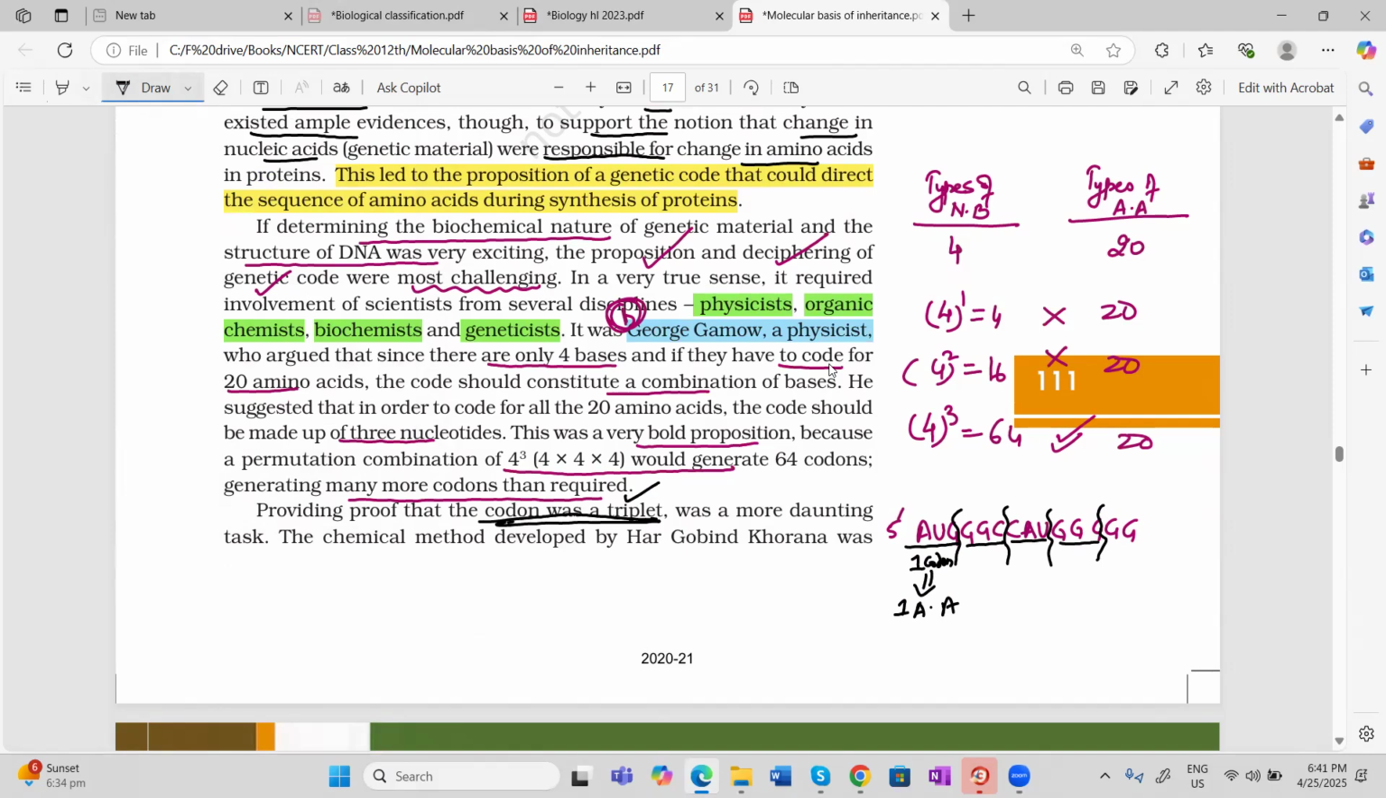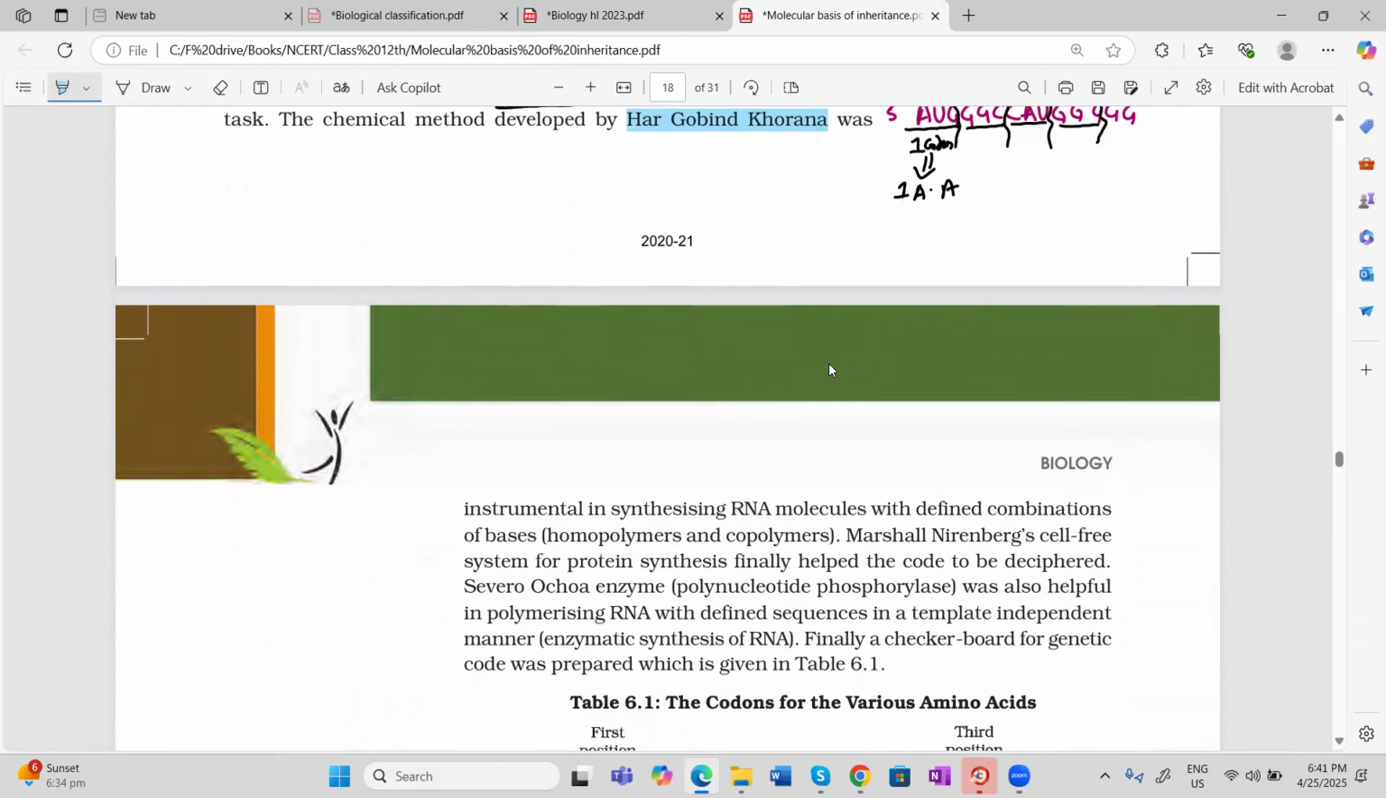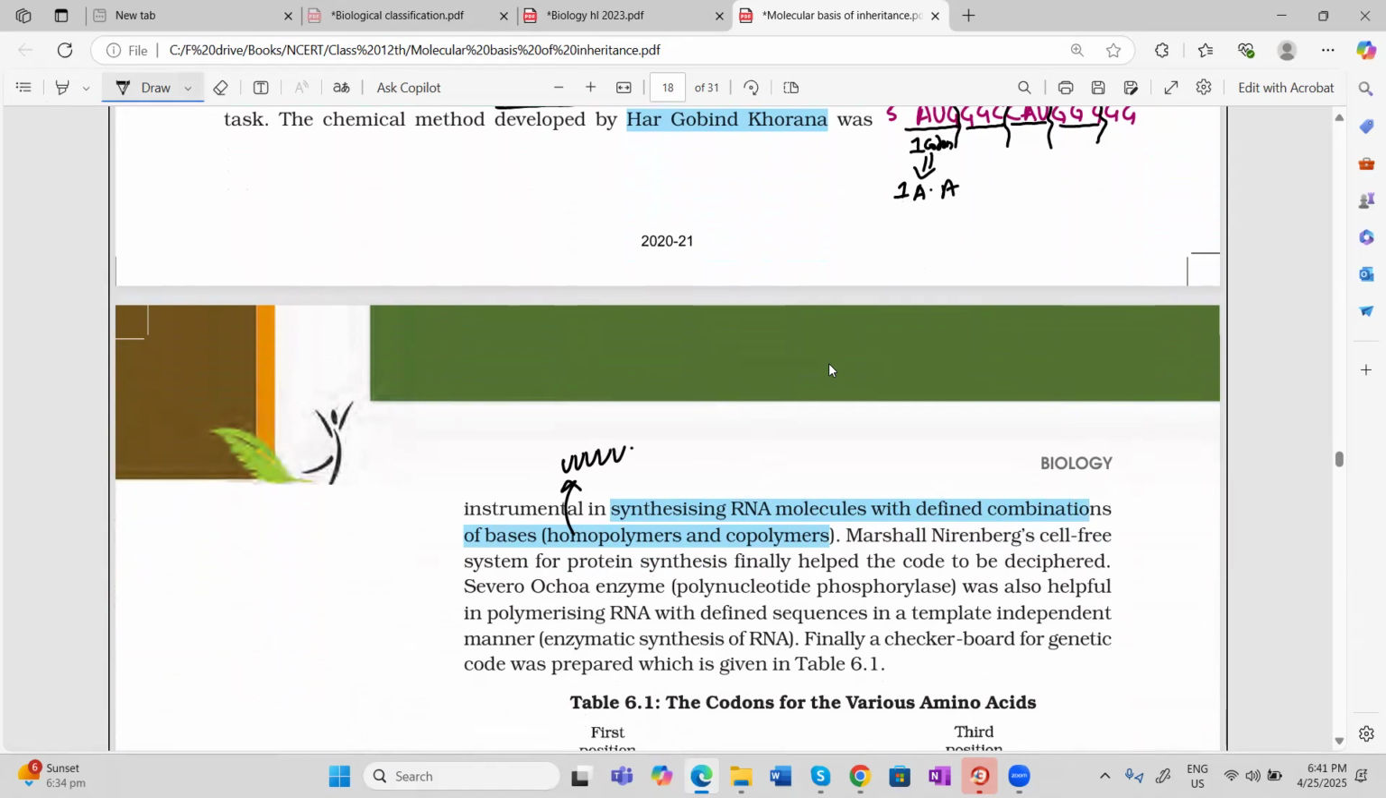Now, the next scientist was Har Gobind Khorana, and he developed a chemical method to prepare RNA molecules with a defined combination of bases, either homopolymer or copolymer. Now, what does it mean? A homopolymer, for example, suppose you write only UU, or suppose AA. Any set repeated only one type, that is a homopolymer. A copolymer means suppose I'm using a CU set this way, or suppose AC, whatever it is.